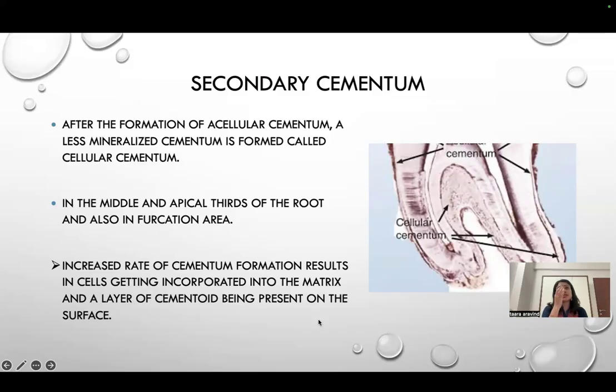Unlike primary cementum, which is laid down very slowly, secondary cementum is a rapid process. As the matrix is laid down very rapidly, some of the cementoblasts get entrapped within the organic matrix, and cementocytes would be seen in the secondary cementum.